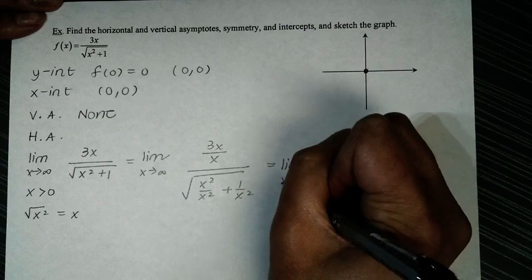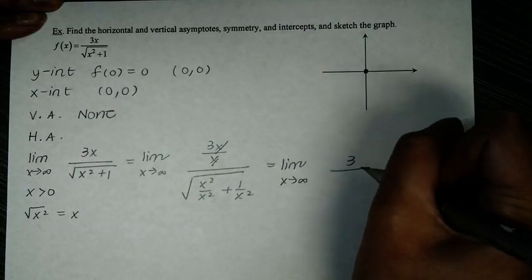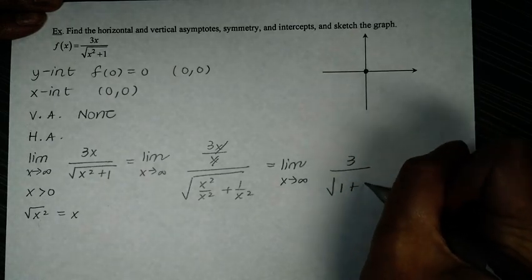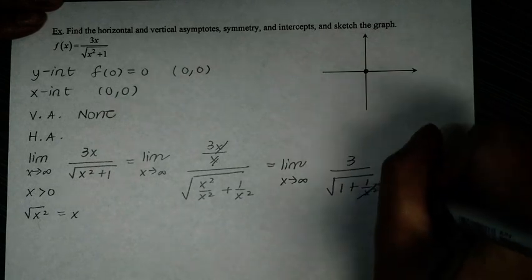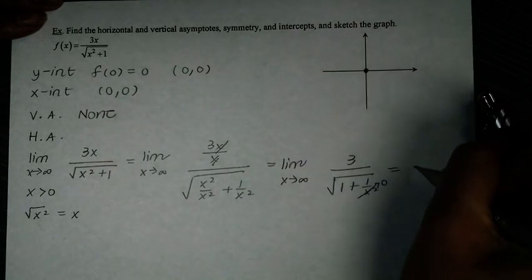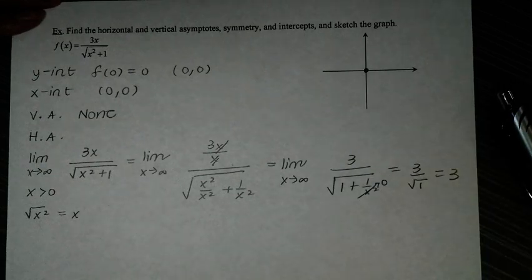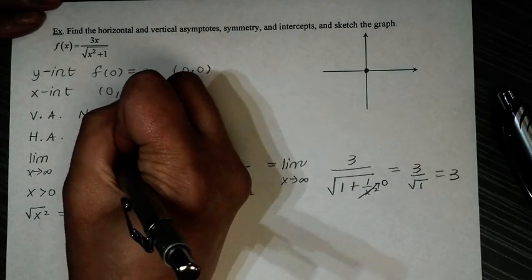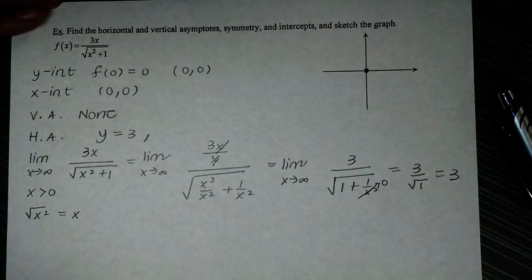So this is going to be the limit as x approaches infinity. Cancel this, and you have 3 divided by the square root of 1 plus 1 over x squared. This 1 over x squared goes to 0. So you have 3 divided by root 1, which is equal to 3. Okay, so this is telling you that the first horizontal asymptote is at y equals 3. Then you need to analyze the other side.